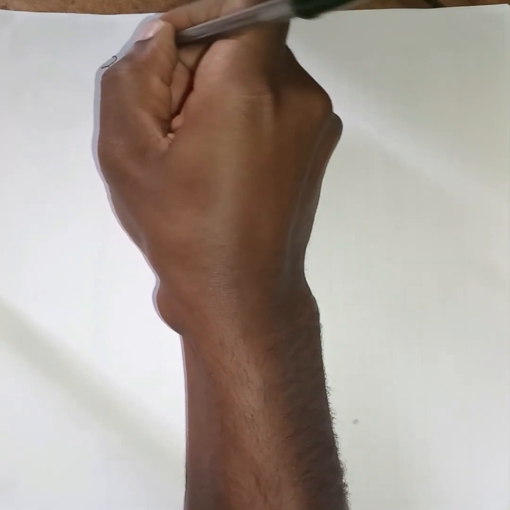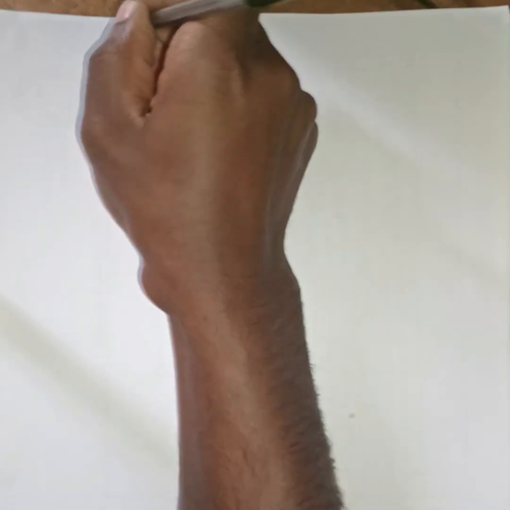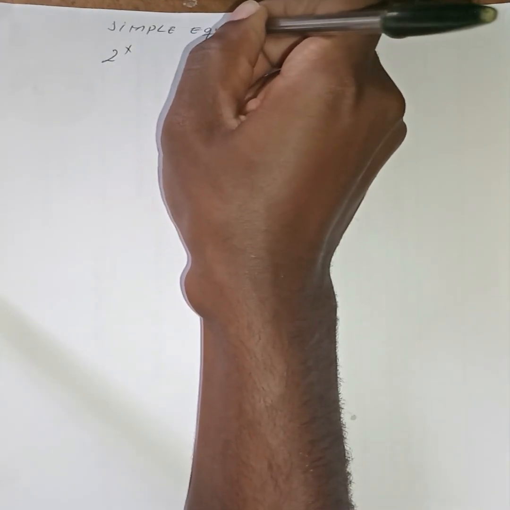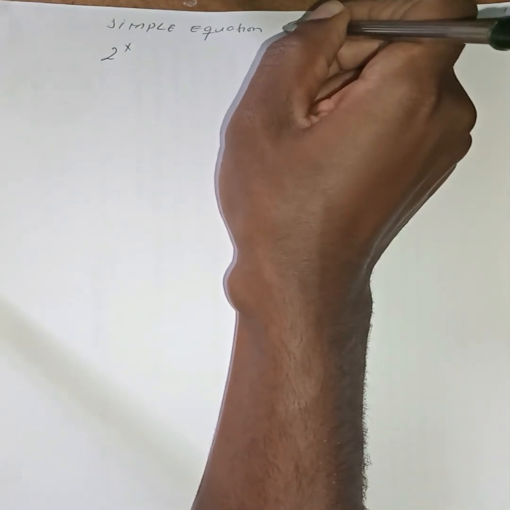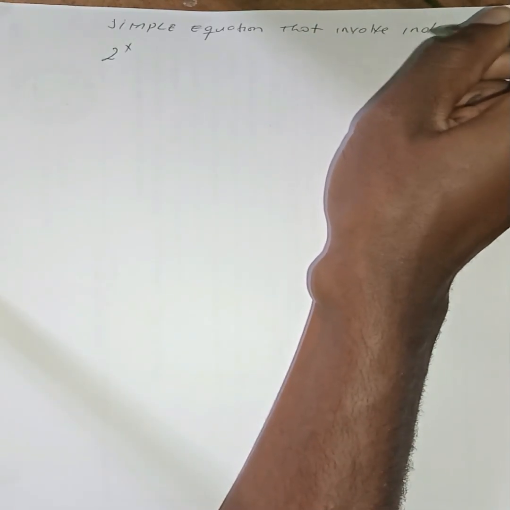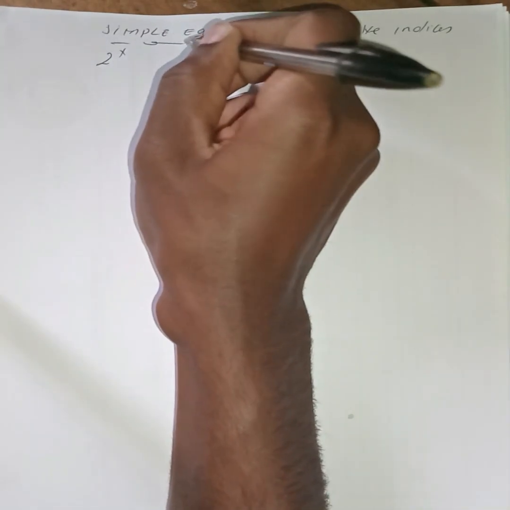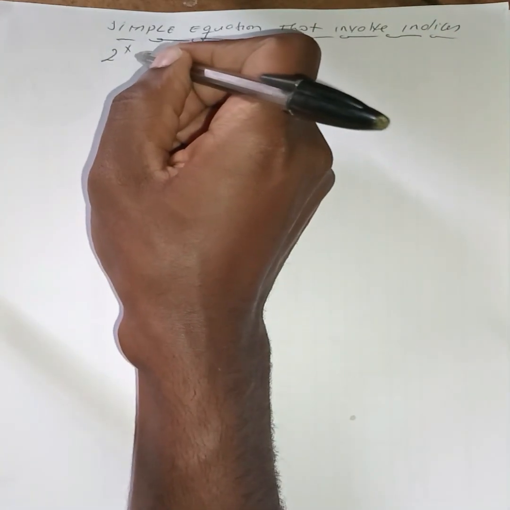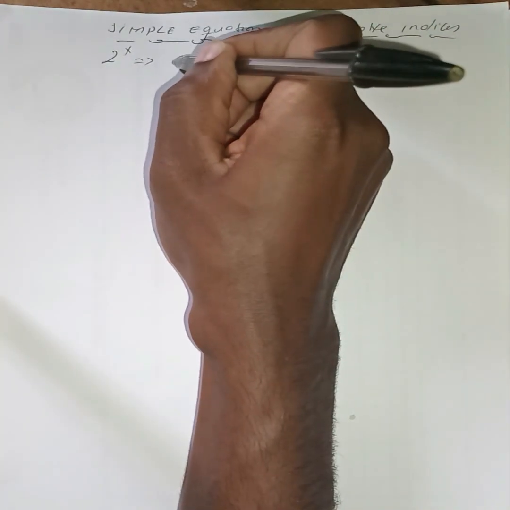Okay, let's continue. So now let's see some simple equations that involve indices, okay? For example, you can have 2 power x equal to 2 power 5. This is a simple equation that involves indices.